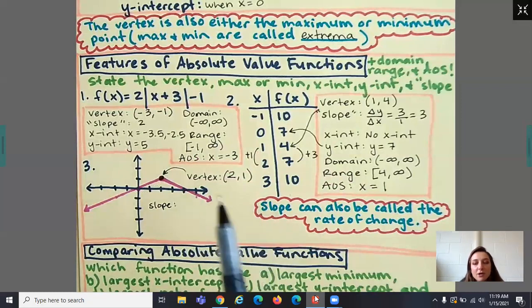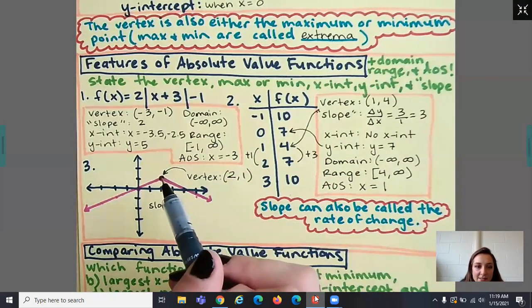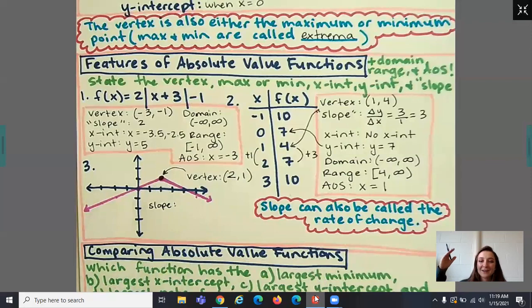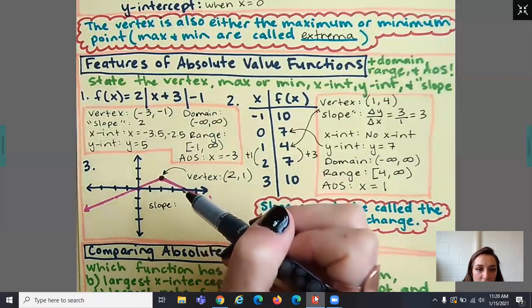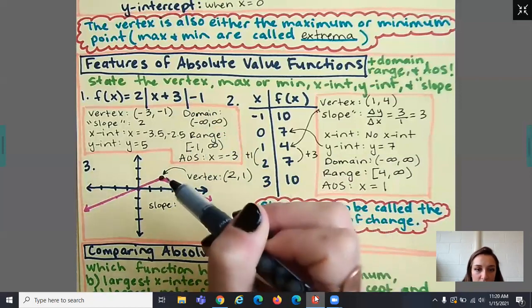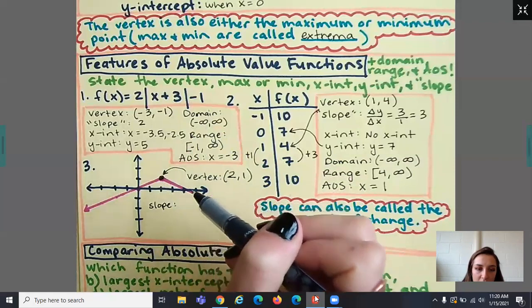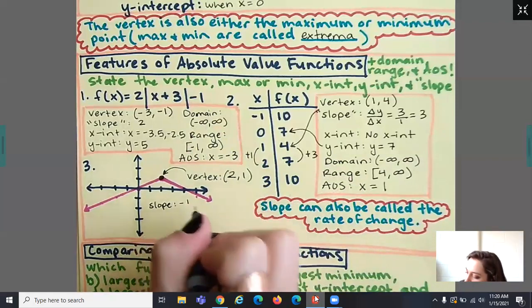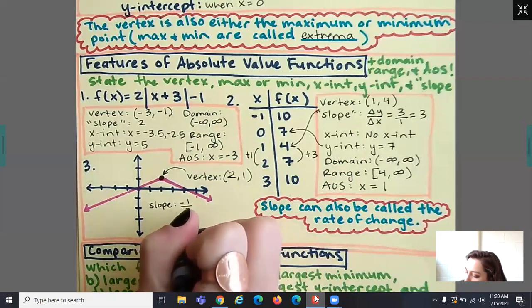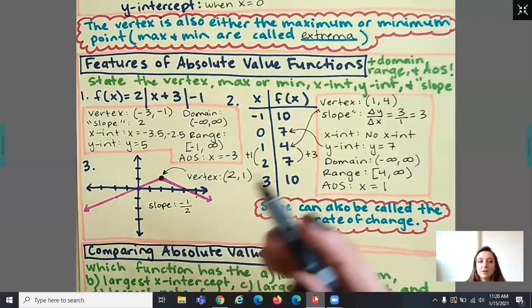All right, and this is just going to be on the right-hand side. So we can see on the right-hand side, you want to go up or down and then left and right. So I'm going down 1, right 2, down 1, right 2, down 1, right 2. So since we're going down 1, that's going to be negative 1, and then right 2, so our slope is going to be negative 1/2.